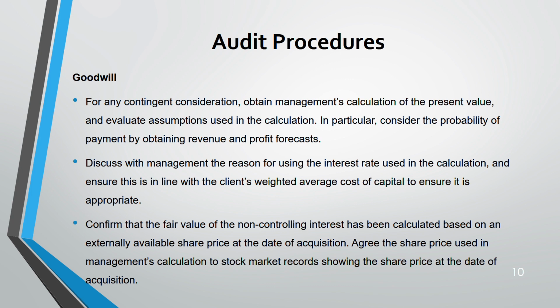Then, as I told you, non-controlling interest is measured at fair value, right? So that fair value you have to confirm. How? By calculating the fair value of NCI yourself. How can you do that? Based on the share price at the date of the acquisition. It must be externally available to you. Based on that, you calculate, and make sure that the share price agrees with management's calculation.